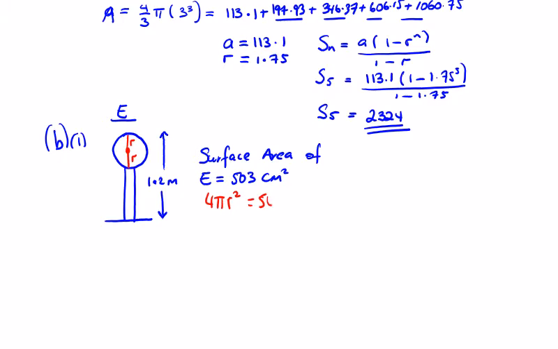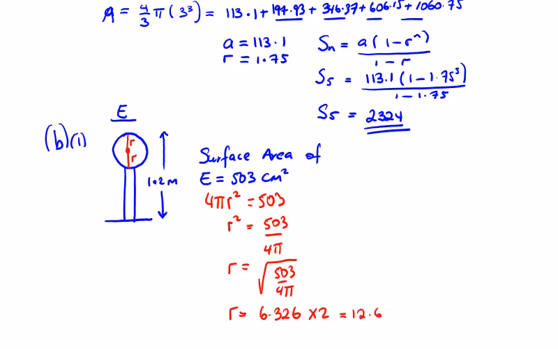So 4 pi r squared is 503. R squared is equal to 503 over 4 pi. So R is equal to the square root of 503 over 4 pi. Just type that into your calculator and you're going to get R to be 6.326, by 2 is equal to 12.65. That would be in centimeters. So 120 centimeters, take away 12.65 centimeters is going to give 107.35 centimeters.